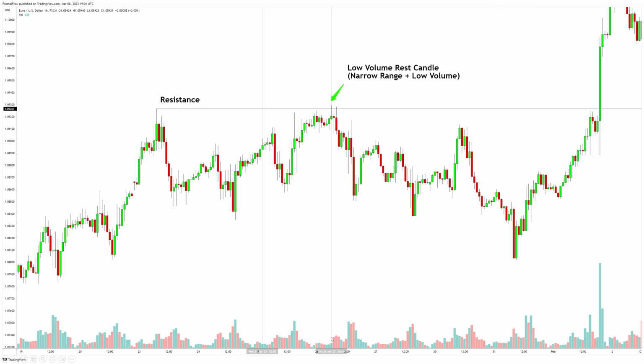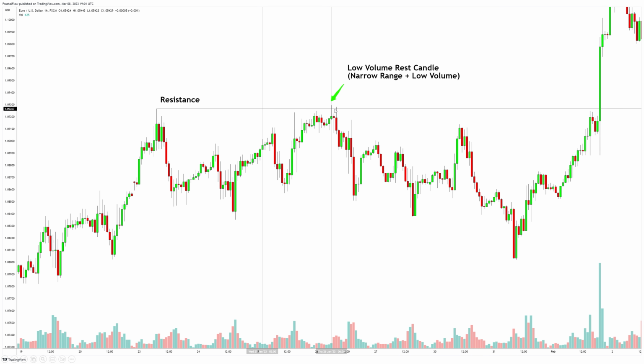We know this is a narrow range with low volume by comparing it with other candles in the chart. We have a resistance line defined by an important high in the chart. When the candlestick in question touches and reacts to it with narrow range and low volume, we have an indication that buyers are not trying to push past that resistance with enough power.